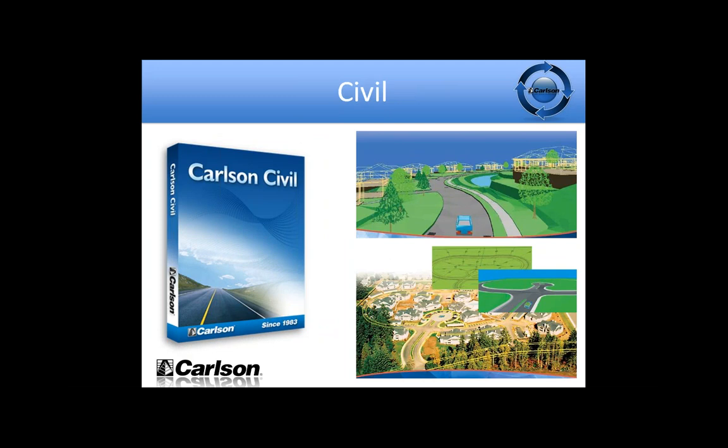Carlson Civil is used for grading design, roadway plan and profile, subdivision design. It can produce cut and fill maps for you in color. Also produce cross-sections, material quantities for site development and roadway design projects.